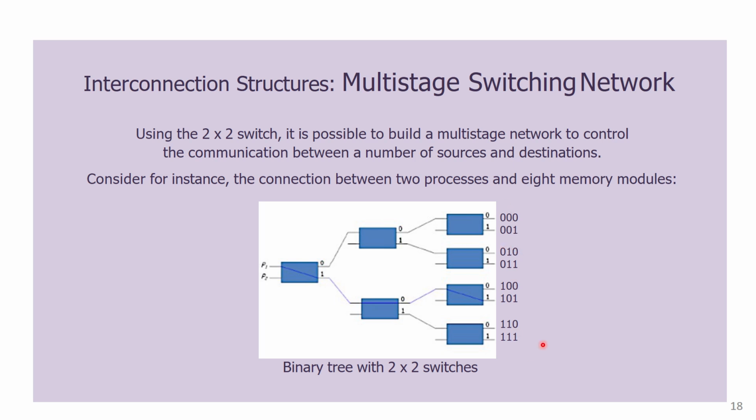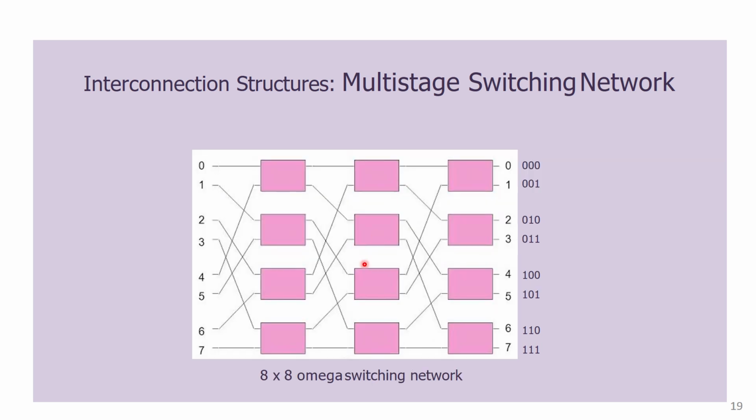So 8 different memory modules can be handled here using these switches. There are 7 switches being used here, and at different levels the outputs are deciding what value is to be reached. Okay. There is also one more method. It is known as the 8 into 8 omega switching method. In this there are individual paths only. So if we want to go to 0 0 0, we can go from here.